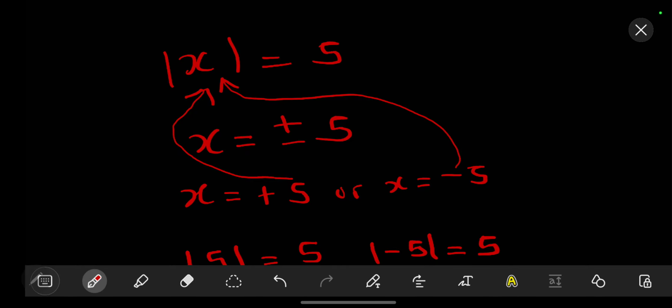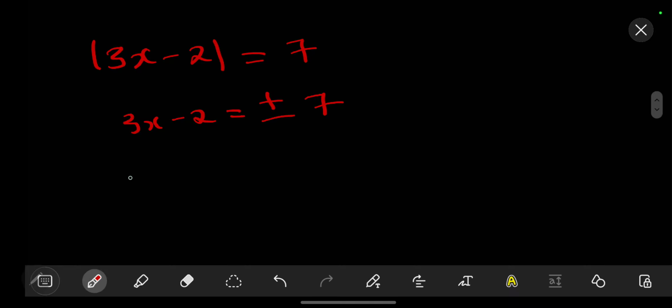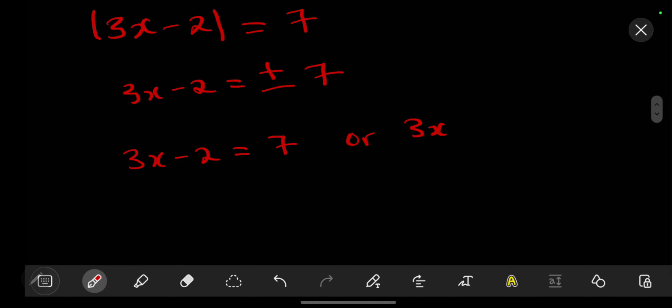So let us now solve problems. Let's say you have the absolute value of 3x minus 2 equal to 7. Same approach: since we are looking at the value of x, immediately we remove the bars. We are going to have 3x minus 2 equal to plus or minus 7. This means it's either 3x minus 2 is equal to positive 7, or 3x minus 2 is equal to -7. The absolute value will give you two values.